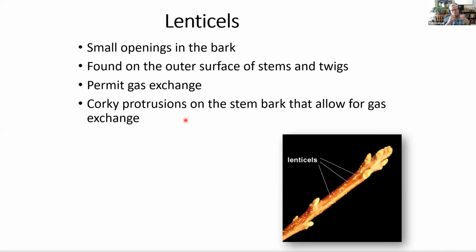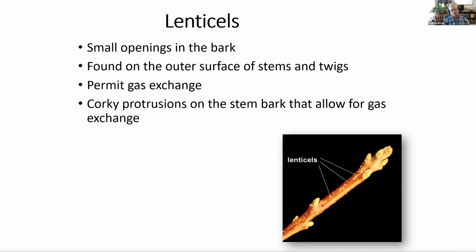We can't just have an abundant amount of gas inside of the wood tissue, or else the wood tissue would start to break apart. So it has to have a way to vent those gases. It also might need a way to absorb those gases. And it does that through what we call lenticels. They're small openings in the bark. They're found on the outer surface of the stem and twigs. They permit gas exchange with the atmosphere. And sometimes they can look like quirky protrusions on the stem bark that allow for gas exchange.